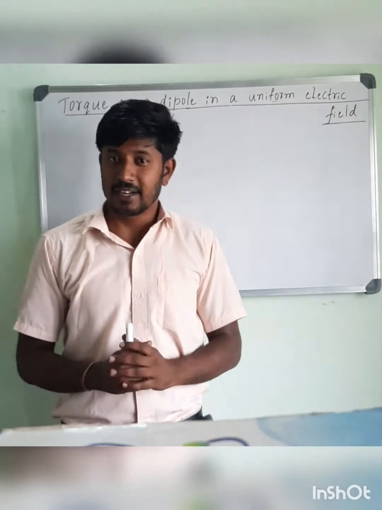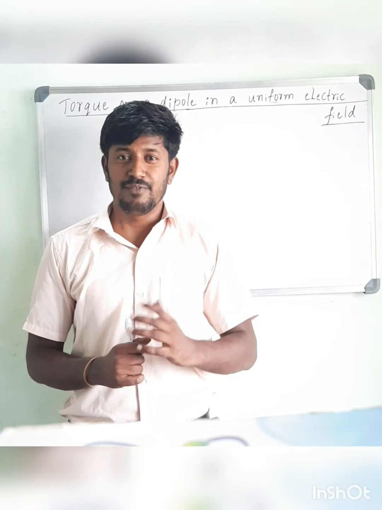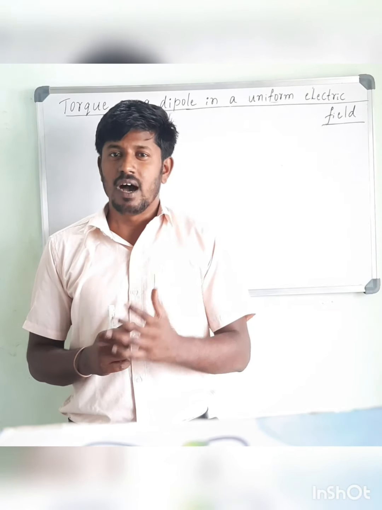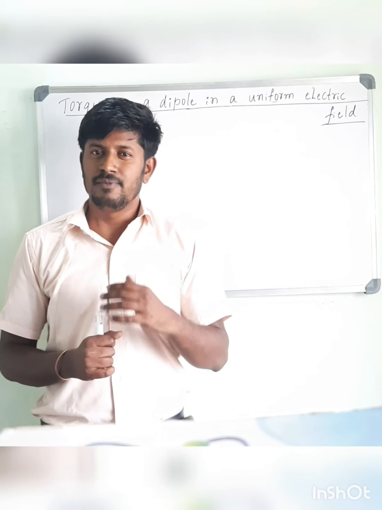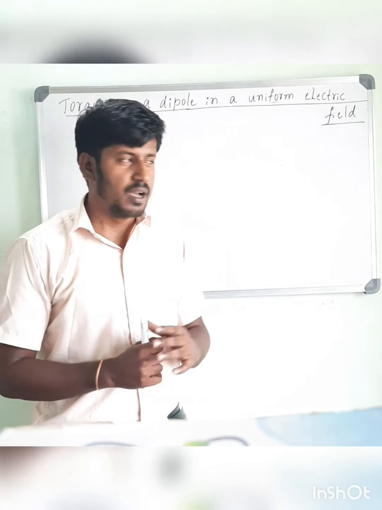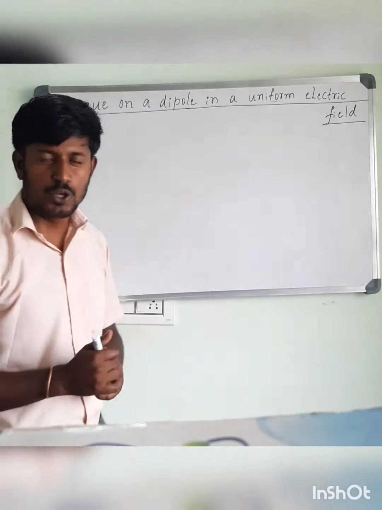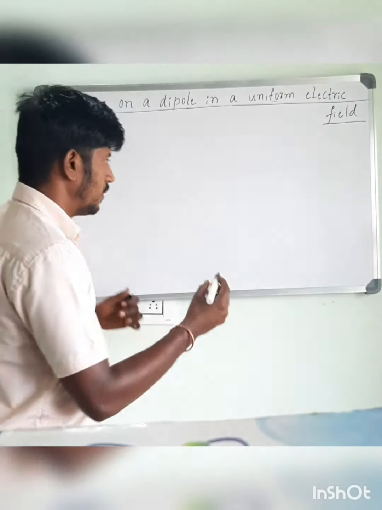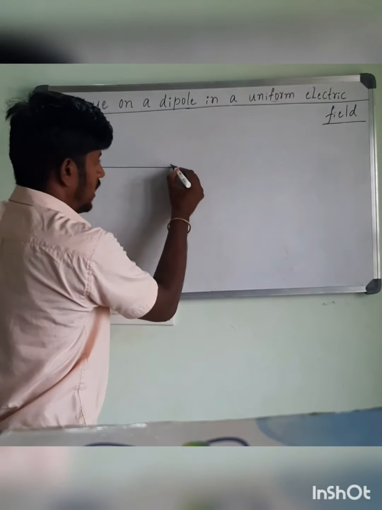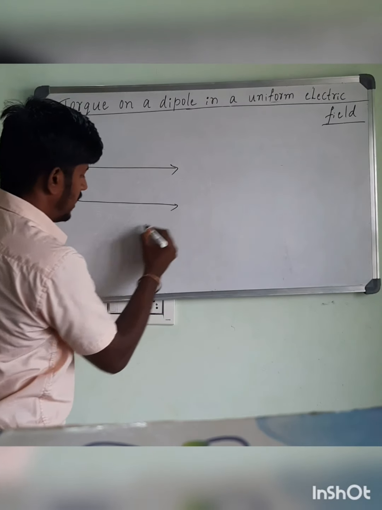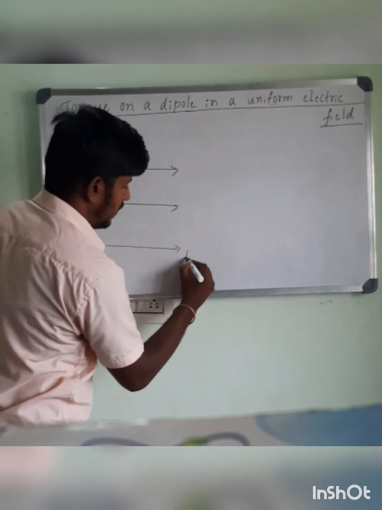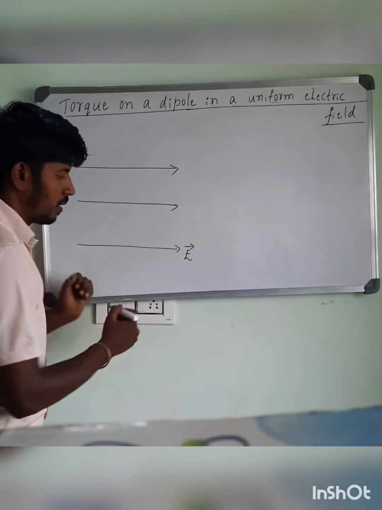And uniform electric field means it is a space in which the strength or the intensity of electric field will be the same. And now consider the uniform electric field. Uniform electric field is represented by a straight line. The straight line represents uniform electric field, that is E vector.